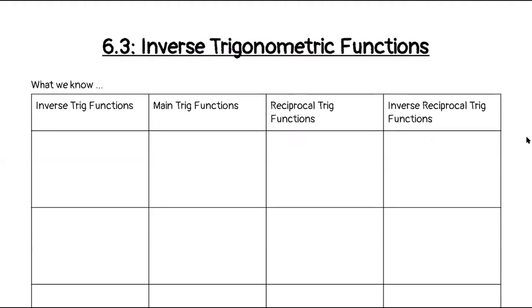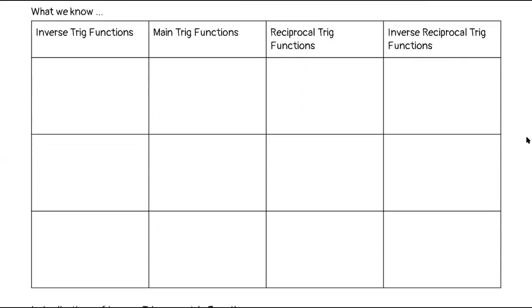All right, so in 6.3, we're talking about something called inverse trig functions. And this is actually something that we already have seen in chapter 5, which is kind of why I wanted to start with it in chapter 6, okay? And so we're gonna take the time to fill in this chart a little bit, same chart that we've seen, but I really wanna make sure that we're all understanding how the different functions fit together, okay?